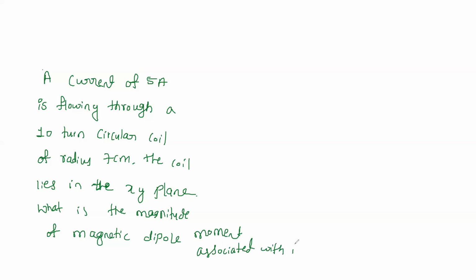So see the question, a current of 5 ampere. So the current value is given as how much? It is given as 5 ampere, with the number of turns 10. The circular coil radius is given as 7 centimeter. It lies in the XY plane. What is the magnetic dipole moment they are asking? So I told you in the previous question, the magnetic dipole moment is also given as the product of current and the area.